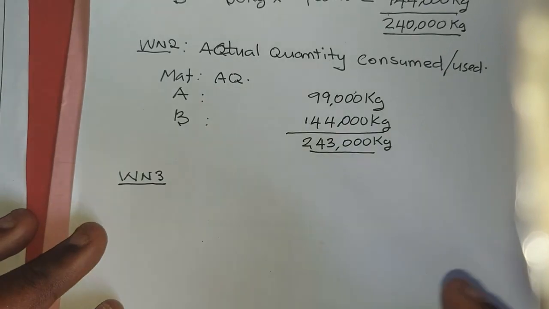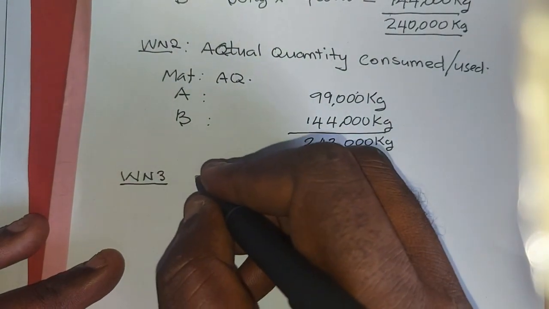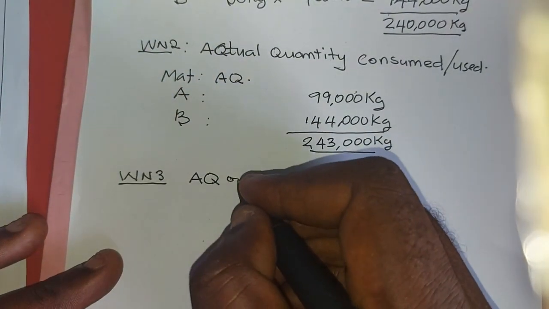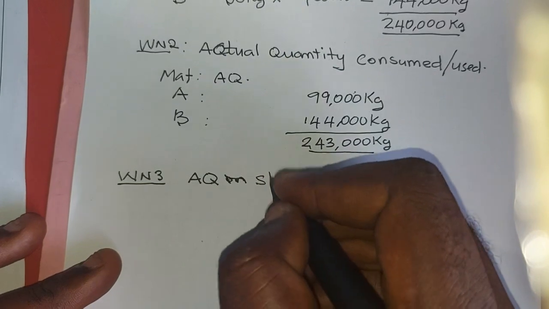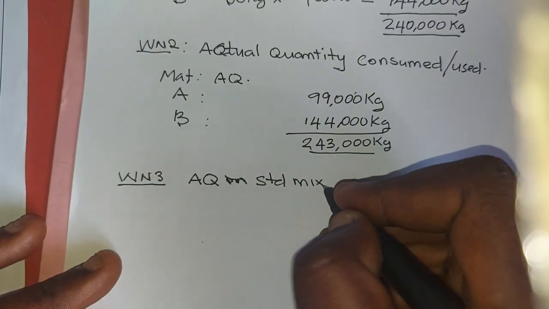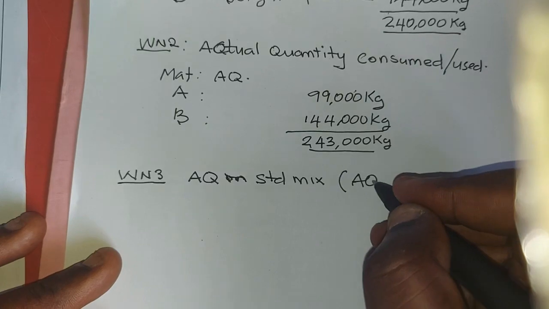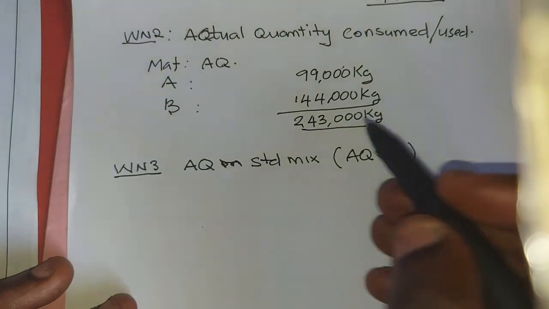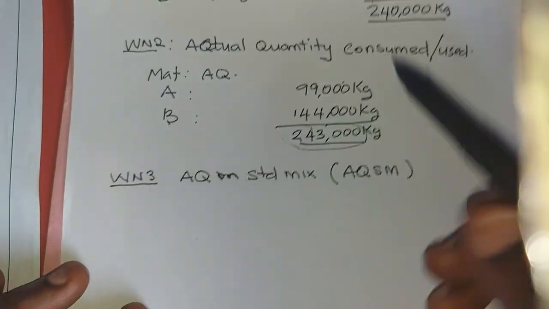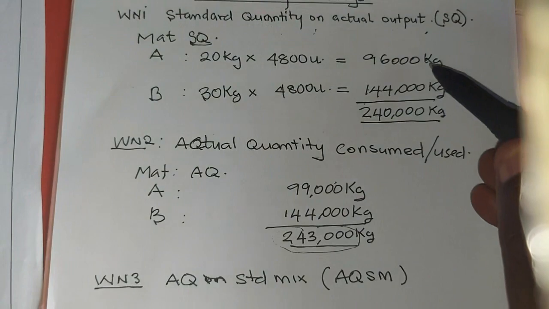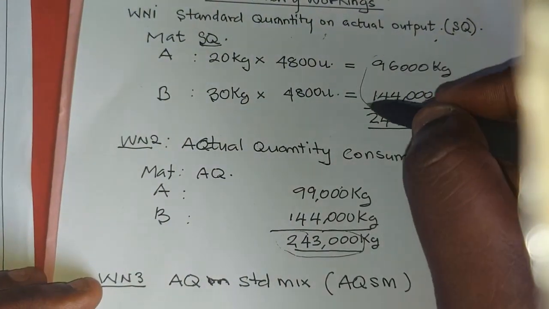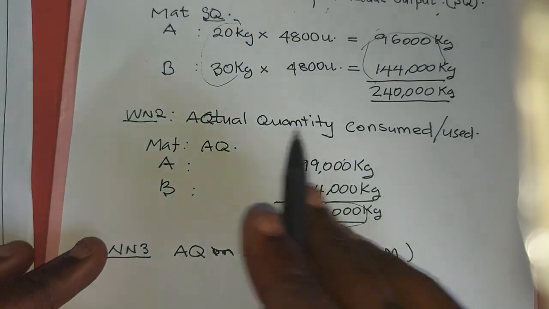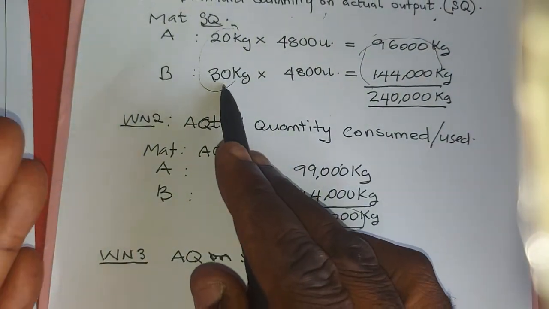Then the last working note is working note 3. Please, all these working notes are very, very important. You have to calculate your actual quantity in standard mix, which is AQSM, actual quantity in standard mix. This is actual quantity in the standard proportion. In the standard mix, you either make use of the standard or the total.